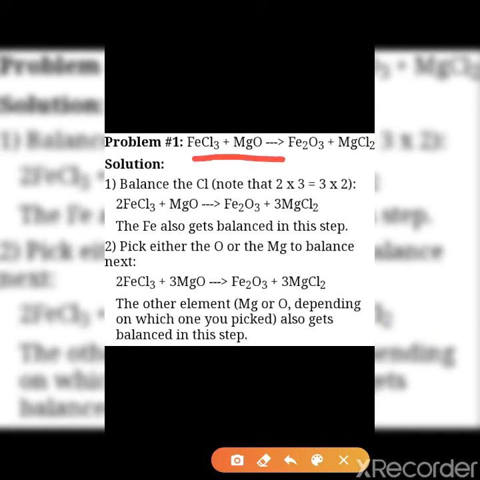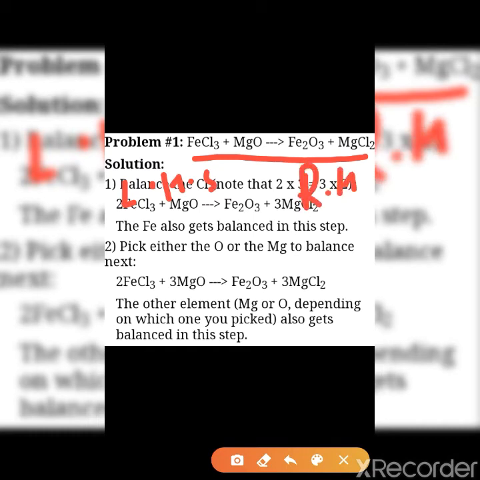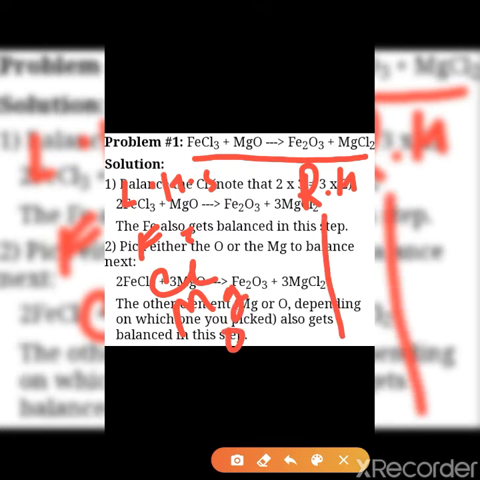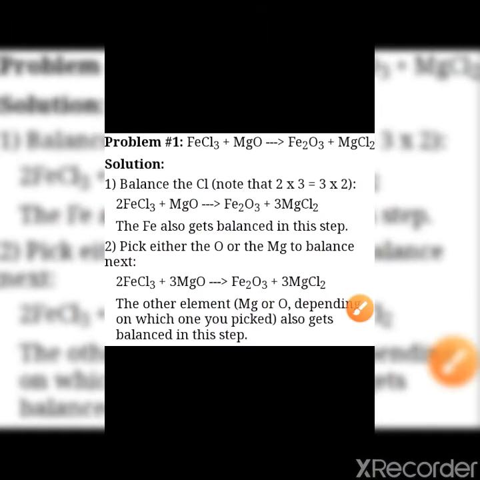See here, we have this equation: FeCl3 plus MgO gives Fe2O3 plus MgCl2. So how will we balance it? First of all, we will write down the left hand side, LHS, and the right hand side, and the elements: iron, chlorine, magnesium and oxygen, and write down the number of atoms. On the left hand side, the number of atoms of iron is 1, chlorine 3, magnesium 1, oxygen 1. This is the first step.